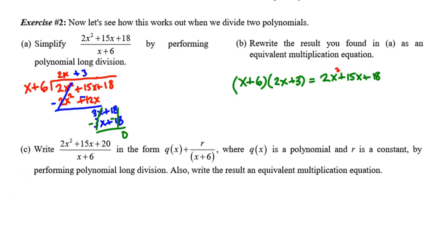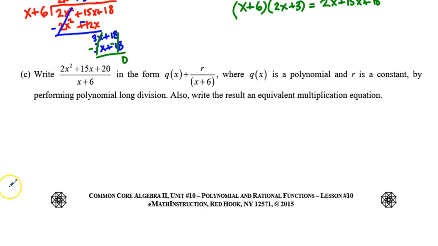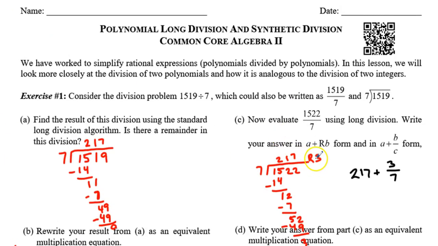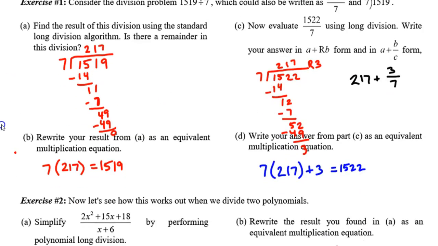Now, let's attack part C. We're going to write this one. Now, this one's not going to divide in evenly, so, like we did before with the 15 22 back in the beginning, we're going to have a quotient, and then we're going to have the remainder, and that remainder is going to be a certain amount of x plus 6. And if you're saying, where's that coming from? Think back here. When we had a remainder, it was a remainder 3 out of 7, so we express it as 3/7. That's our remainder. Okay?